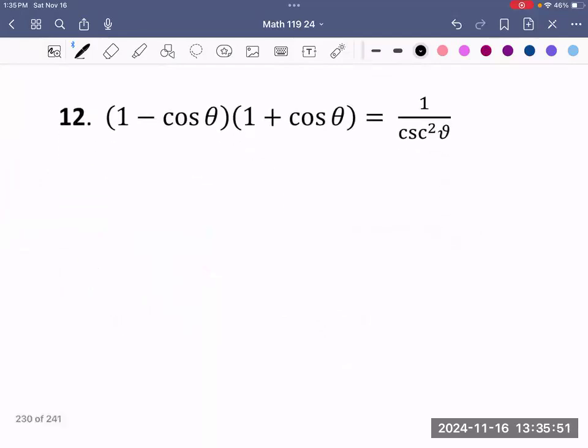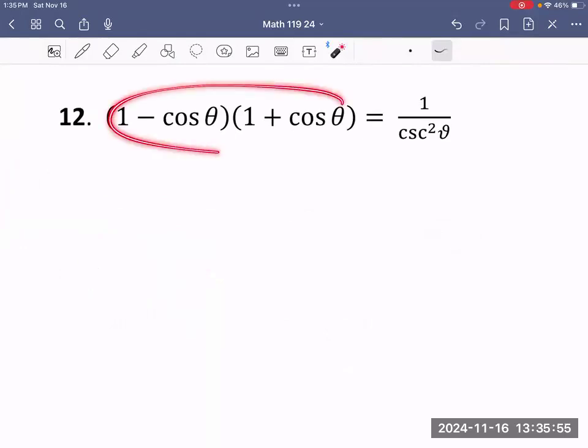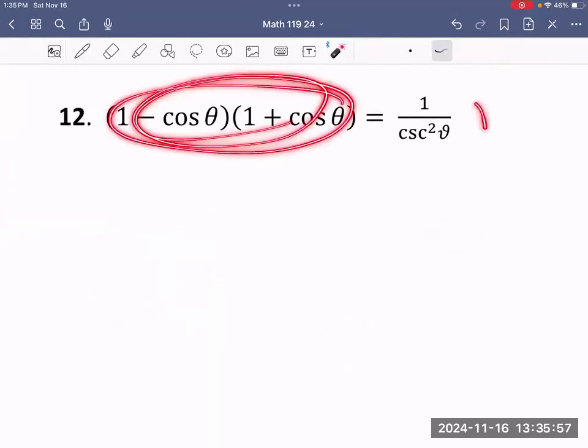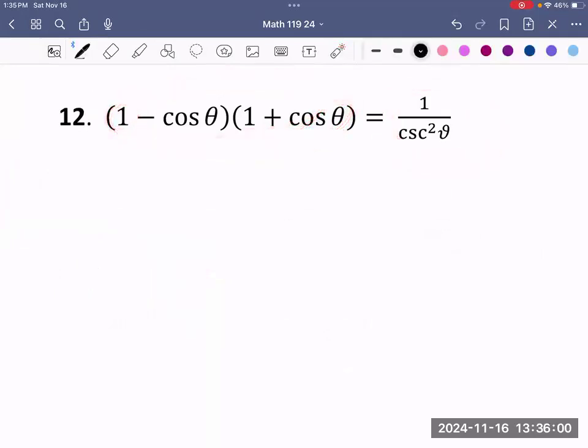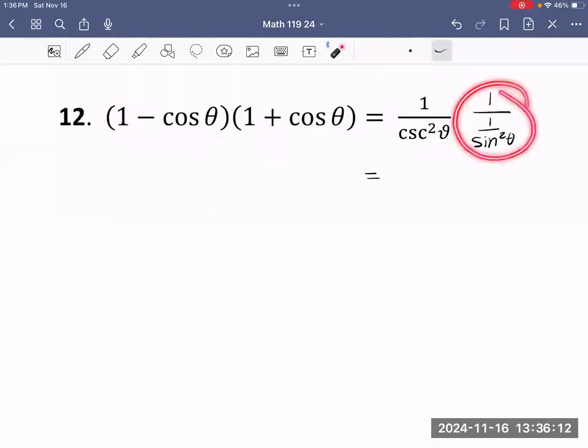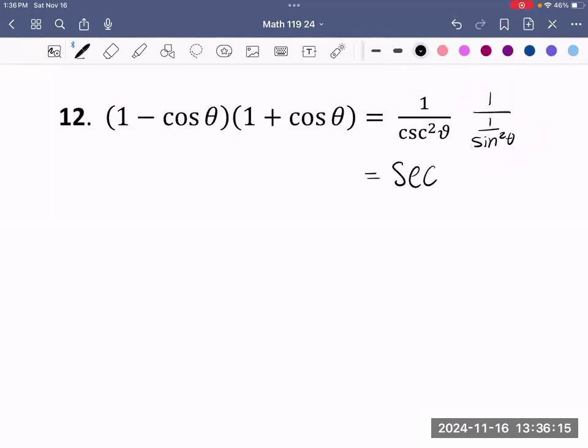So now number 12. In number 12, we typically want to work with the more complicated side. That would be this side. You can notice that this side does look a little bit unusual. If you wanted to rewrite this one, cosecant squared is just 1 over sine squared of theta. Again, keep change flip. We're hoping that this whole thing is equal to sine squared of theta. So let's work towards that goal.